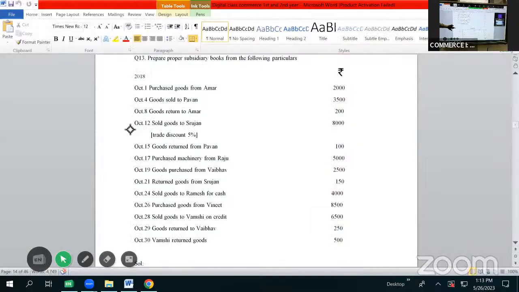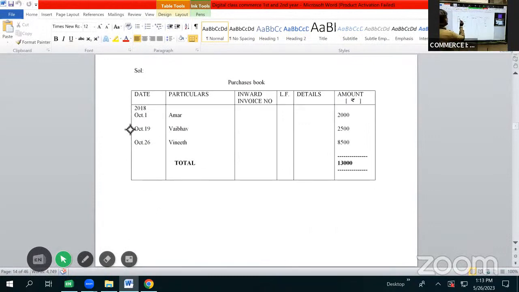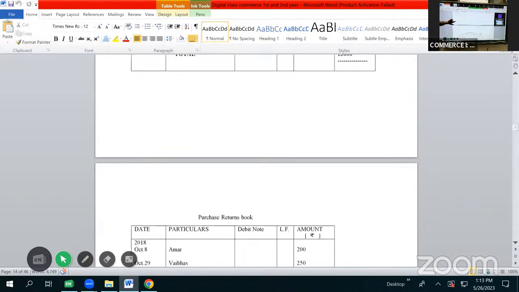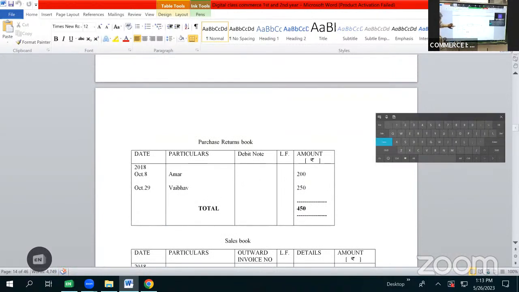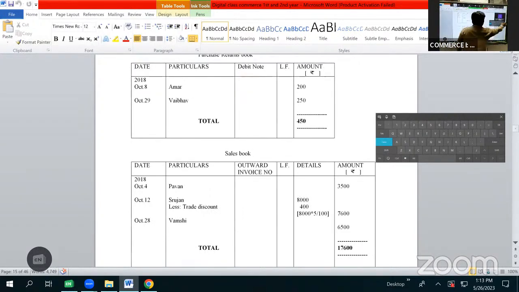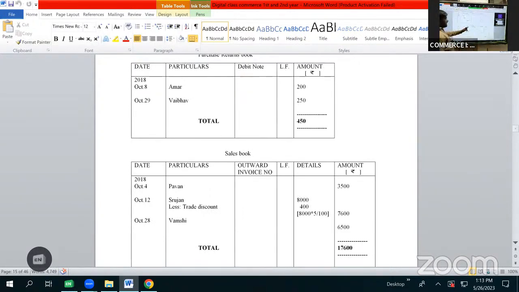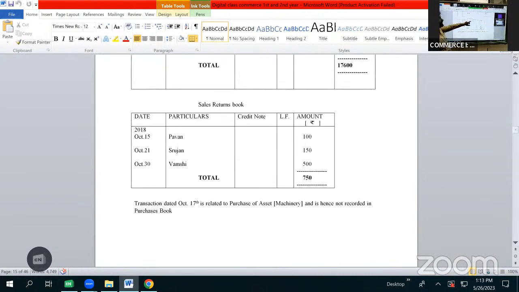So here is the solution. Purchases book. What is the format for purchases book? Date, particulars, inward invoice number, LF, details, amount rupees. LF stands for ledger folio. Then we have purchase returns book, the format for which is date, particulars, debit note, LF, amount rupees. Then we have sales book, the format for which is date, particulars, outward invoice number, LF, details, amount rupees. Then we have sales returns book, the format for which is date, particulars, credit note, LF, amount rupees.